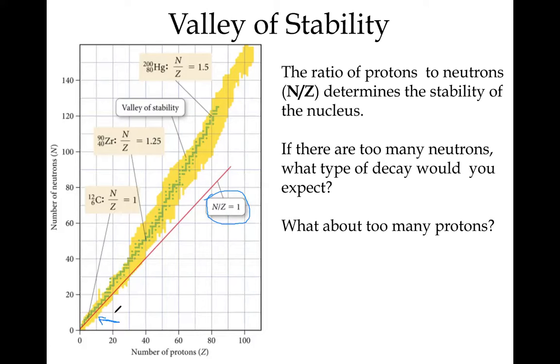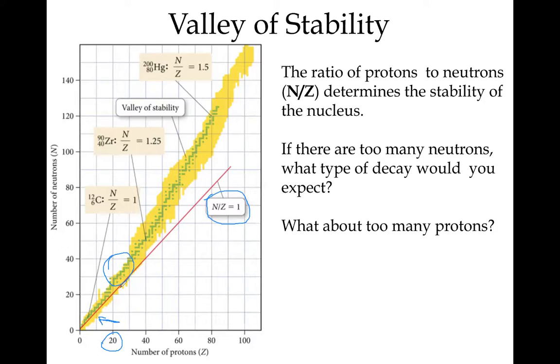But then watch what happens. If we start going beyond 20 for Z, so beyond 20 protons, the N/Z ratio of stable nuclei begins to get larger. See? So it's not following that 1-to-1 ratio. It's a little bit higher than that.